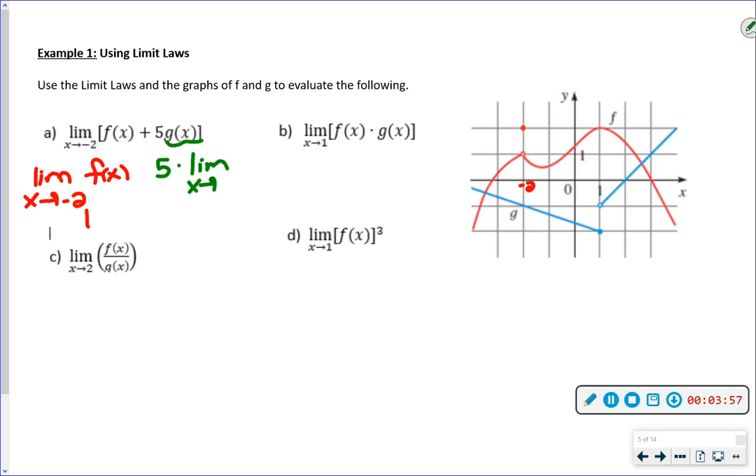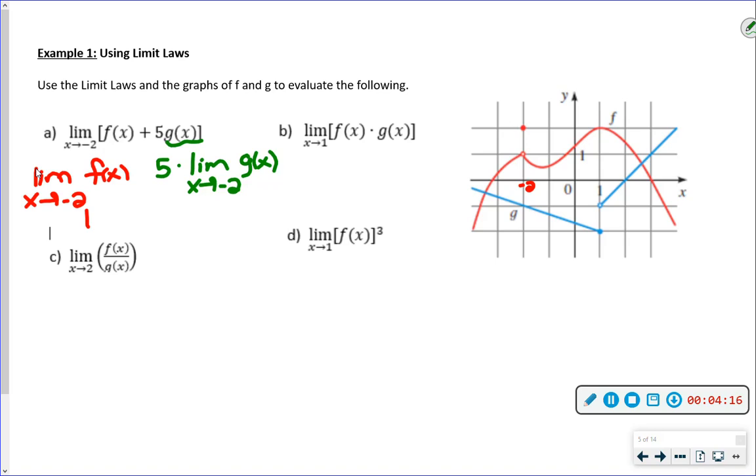X approaches -2 of the g. I should have given you a little more space here, but once you see the play, you'll just mental math it. So g, of course, is the blue. Should have picked up blue instead of green, I guess. So again, looking at the -2, I'm looking at the blue.